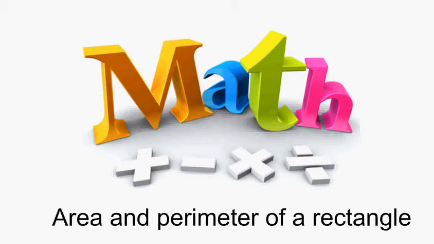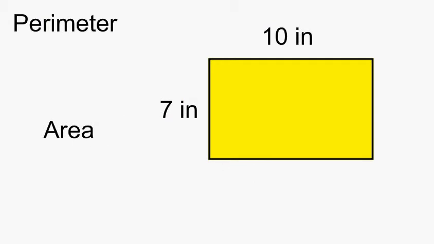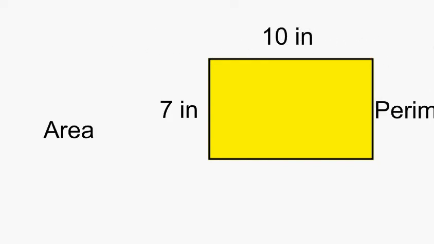Okay, in this lesson, what we're going to be focused on is the area and perimeter of a rectangle. So the area and perimeter of a rectangle, and that's where we're going to focus our attention for this lesson. So when we look at the area and perimeter, as far as perimeter, we're looking for perimeter being the outside of a shape.